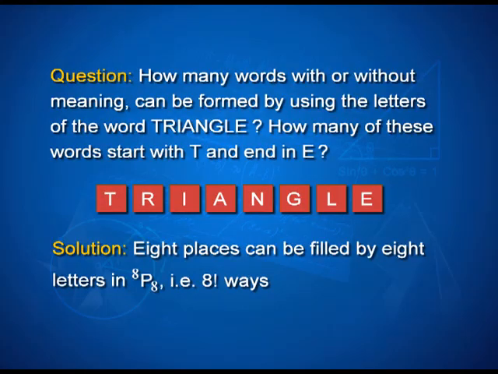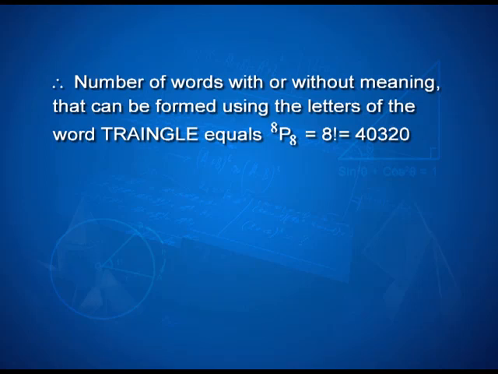Now, these 8 letters have to be permutated. The word may not have a meaning, but the arrangement of 8 letters in 8 places, that is nothing but the total number of ways 8 places can be filled with 8 letters, which is 8P8. That is nothing but 8 factorial divided by 0 factorial. And remember, we said that we define 0 factorial to be 1 in our earlier lesson, and therefore, 8P8 is nothing but 8 factorial, which turns out to be 40,320 ways. So, you are able to get that many words formed out of the letters of the word triangle.